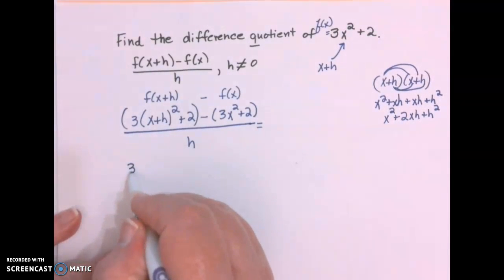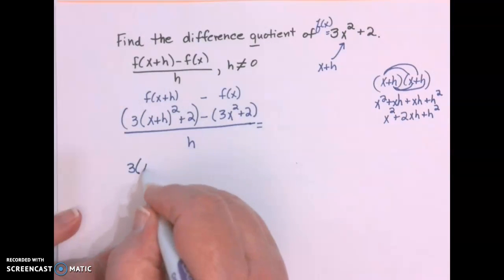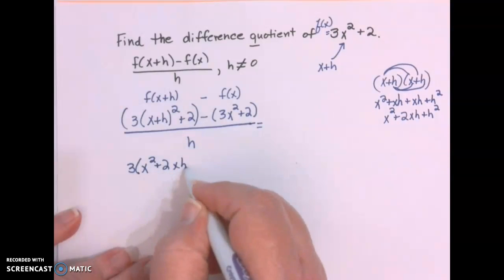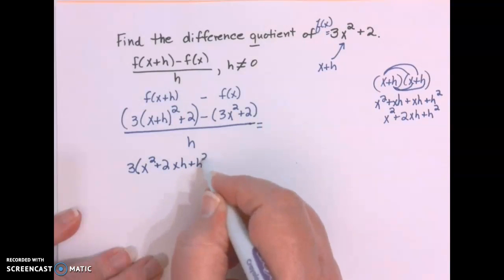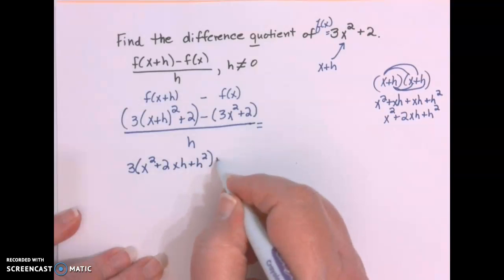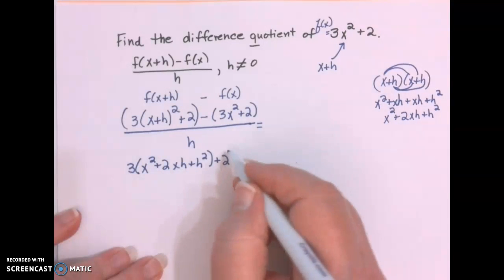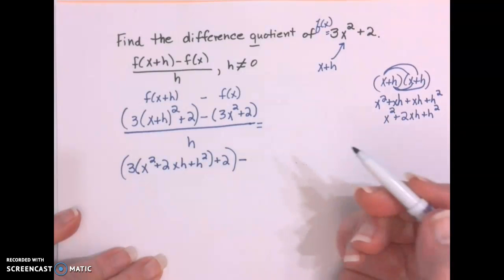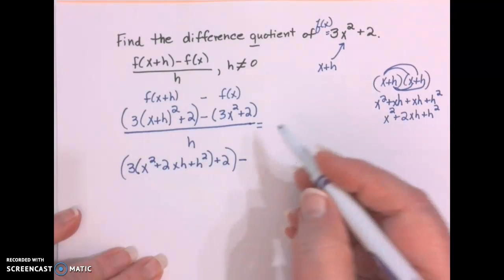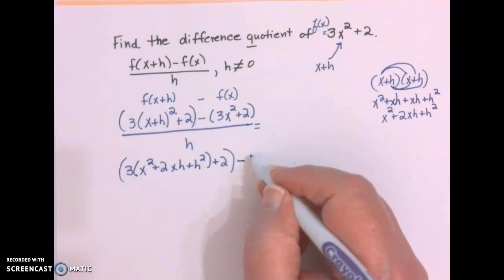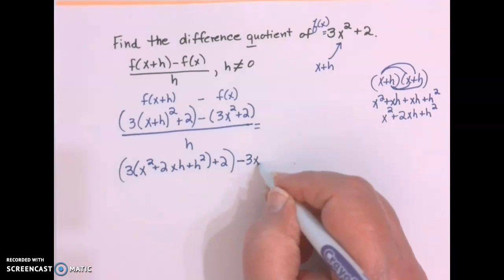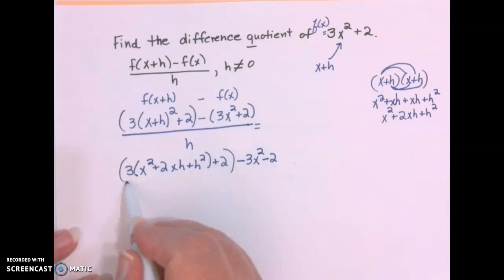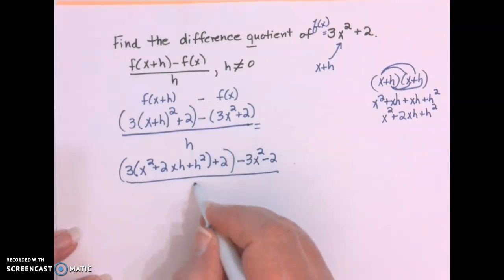So now I can substitute that in. I'll have 3 times x squared plus 2xh plus h squared, and still plus 2. And that's all still inside big parentheses. And then I'm going to go ahead and distribute my subtraction sign. So now I'm subtracting 3x squared and subtract 2, and everything is over h.